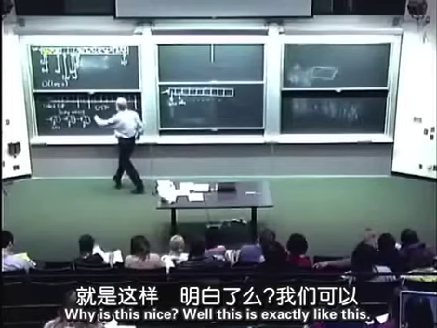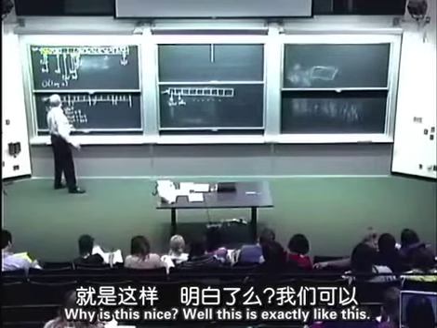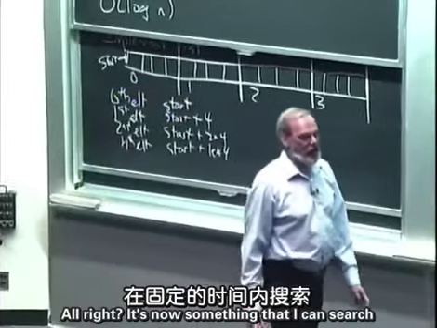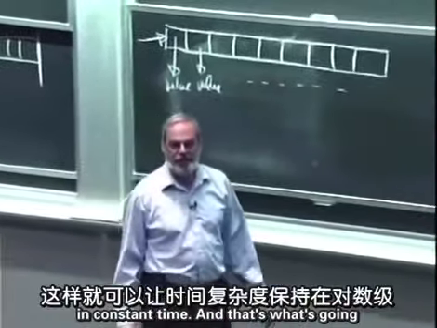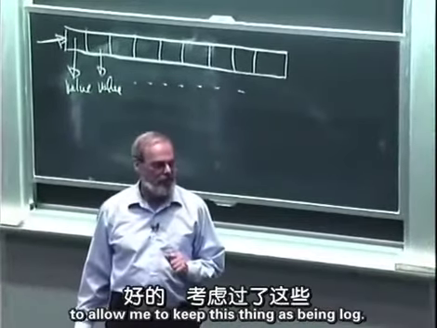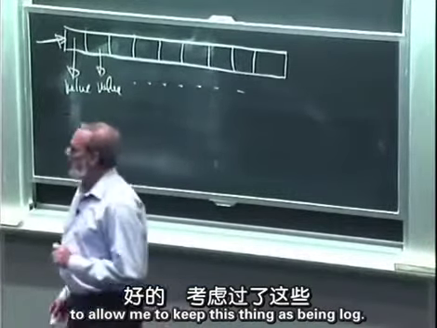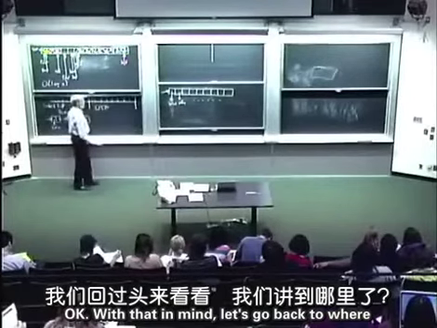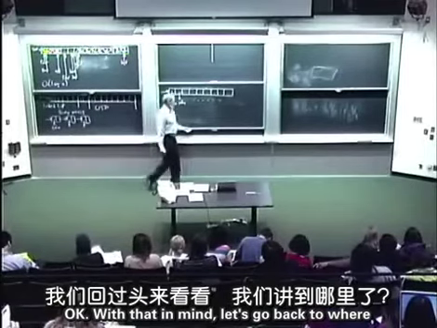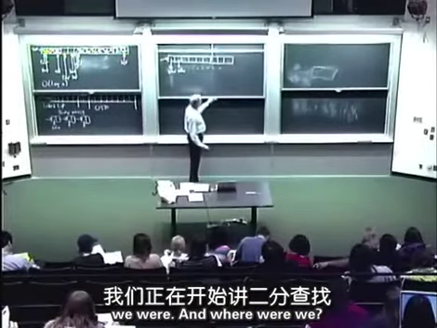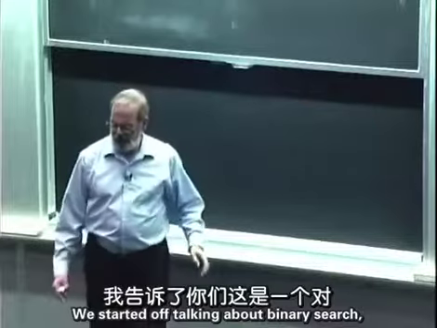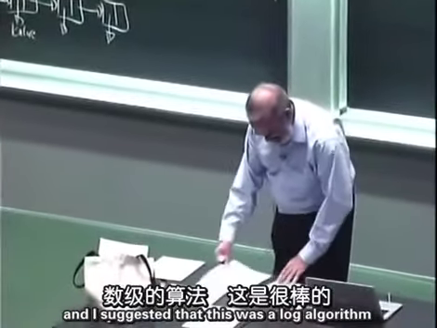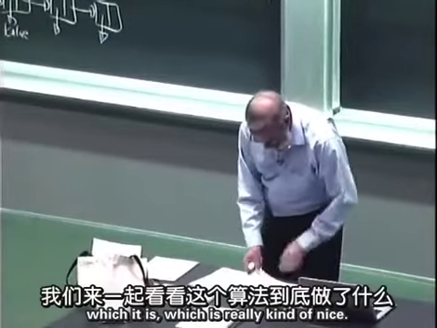Well, this is exactly like this. Right? It is now something that I can search in constant time. And that's what's going to allow me to keep this thing as being log. Okay. With that in mind, let's go back to where we were. And where were we? We started off talking about binary search. And I suggested that this was a log algorithm, which it is, which is really kind of nice.